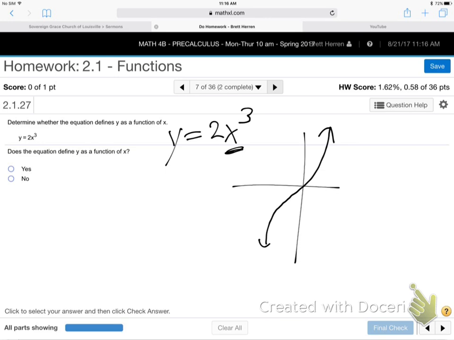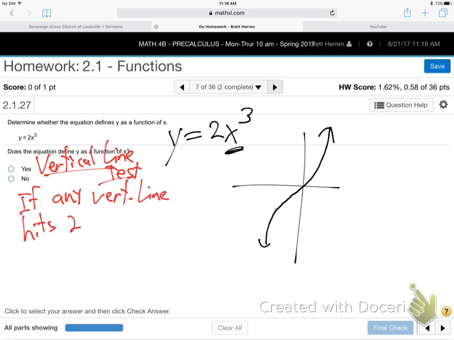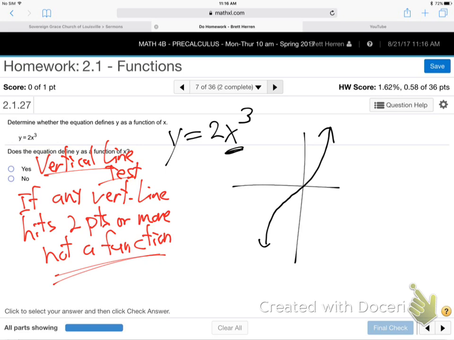So if you know the graph, then you can ask yourself, does that graph break the vertical line test? Remember the vertical line test from algebra? Let me write it down. This is the vertical line test. If any vertical line hits 2 points or more, then it's not a function. That's the rule. Because that means one x going to two different y's. That's what a vertical line hitting 2 points would mean, as we just saw.